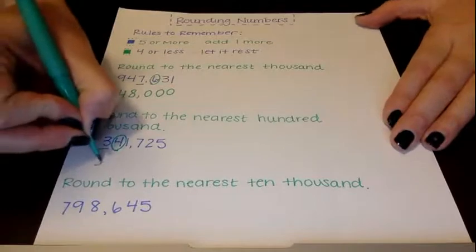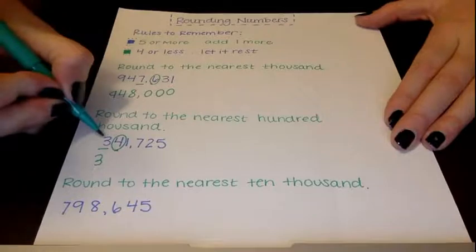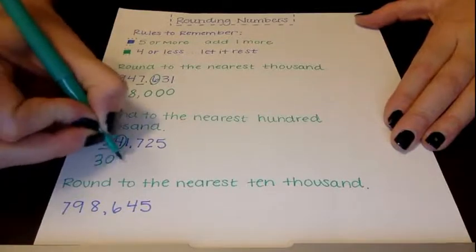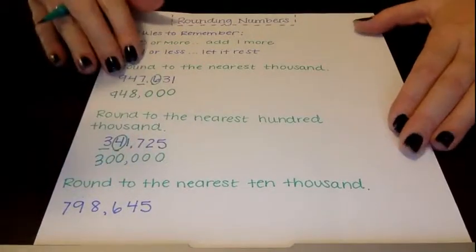So I can go ahead and start rewriting. There's nothing to its left for me to write, so I'm leaving that blank. I let my 3 rest, so I brought that right down. Everything behind it now becomes a 0. So I can fill those in, add my commas, and keep it moving.